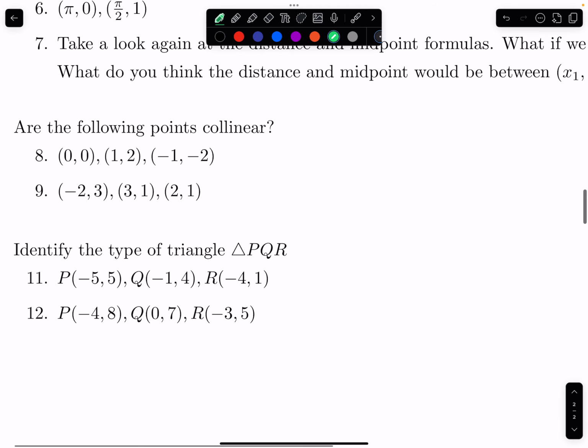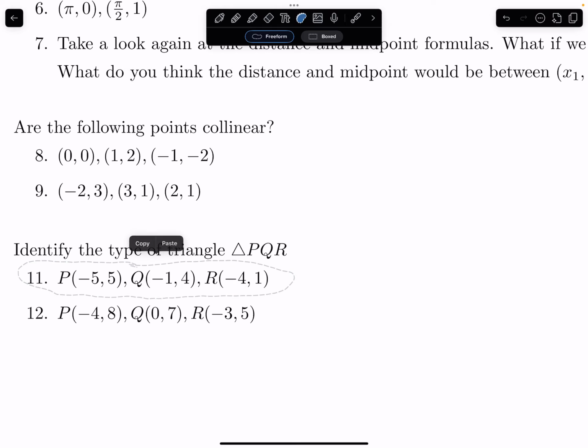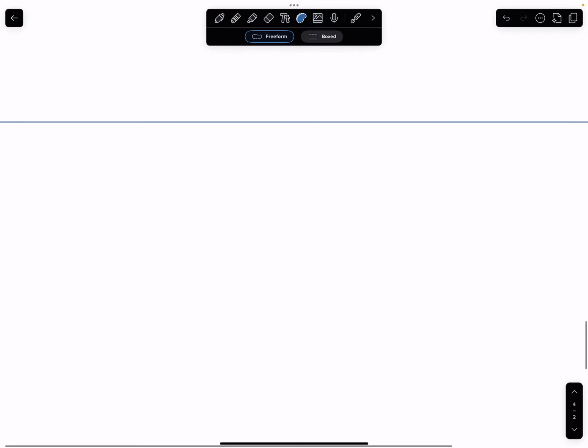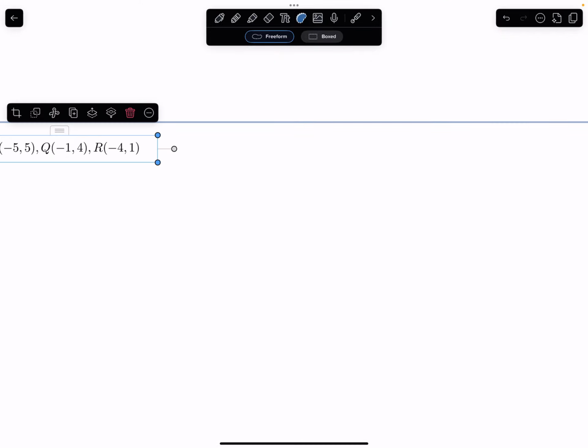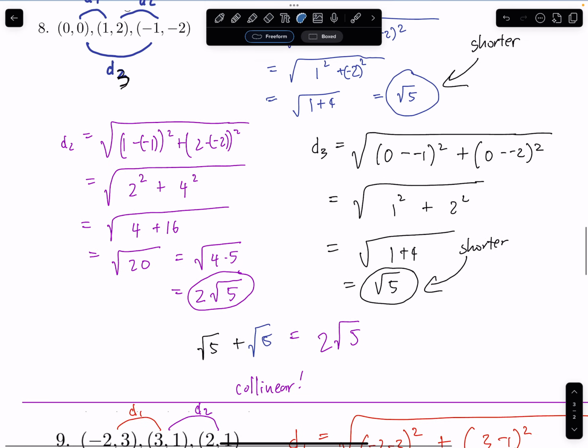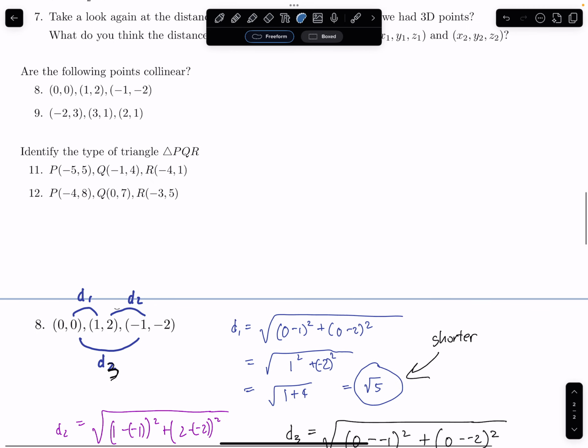Identify the type of triangle. Now in practice, guys, identifying the type of triangle is going to look very similar to the process that we used for questions 8 and 9. I'll show you what I mean. Here's question number 11, right? Wait, what? 8 and 9.